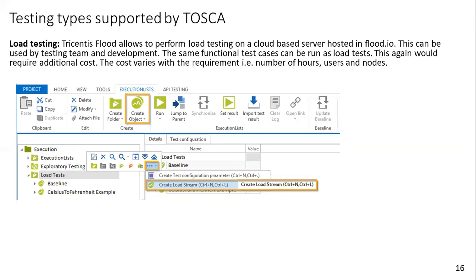Another disadvantage is that in QTP we used to write the test script, and the same script needed to be rewritten in Java so that the performance testing tool could understand it. Here that is not required. Whatever script you have created in Tosca, the same test case can be reused directly in Flood.io. That is the advantage, so this is gaining momentum and people are using it.